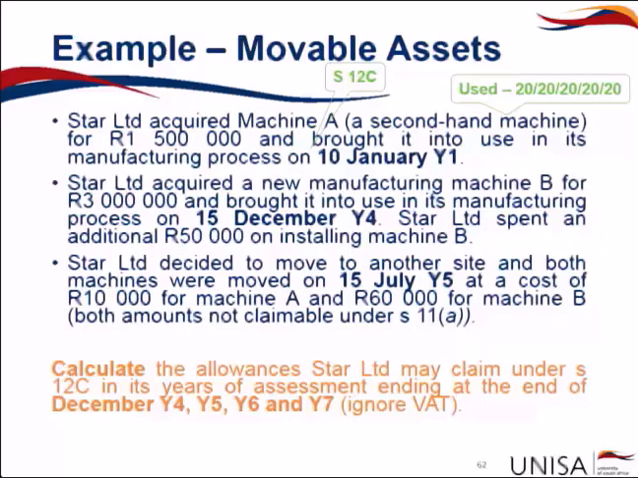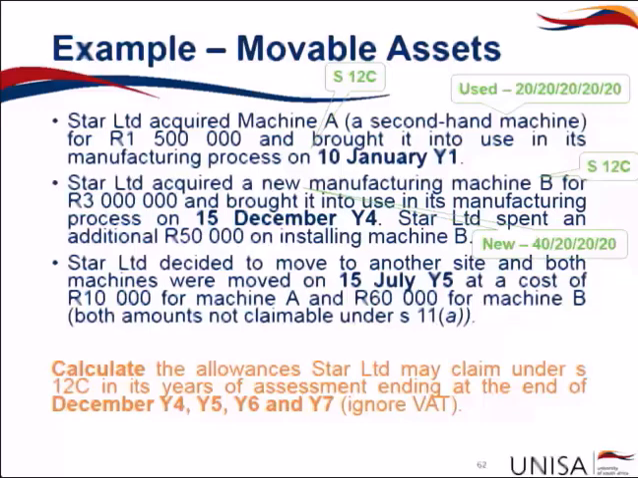Star Limited spent an additional 50,000 on installing machine B. So because we're looking at a manufacturing machine, we should consider Section 12C, and it's new, therefore we should use 40, 20, 20, 20. Also remember that installation cost, we should add to the cost of machine B before we are calculating our capital allowances.